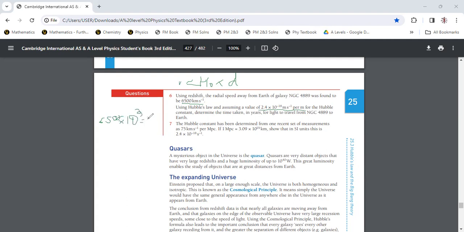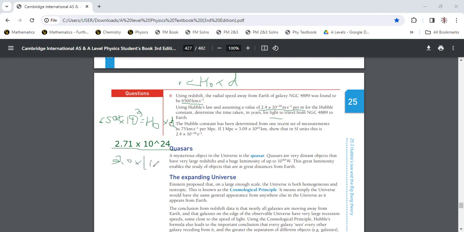Equal to the Hubble's constant times the distance. So we can find out our distance is 2.71 times 10 to the power of 24 meters away from Earth. So how long does it take for light to travel to Earth? Light is at 3.0 times 10 to the power of 8 meters per second.